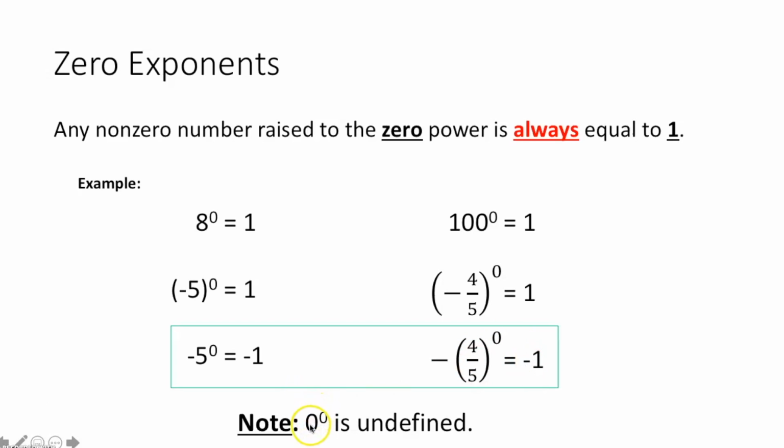Also, please note that 0 to the zero power is undefined. It's not equal to 0. That's why it says any non-zero number raised to the zero power.